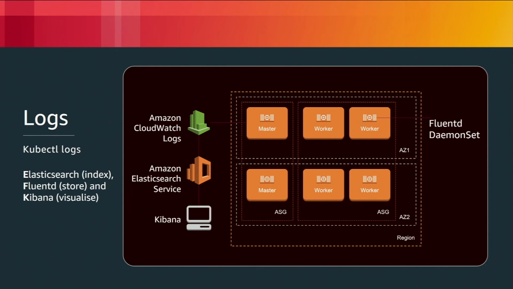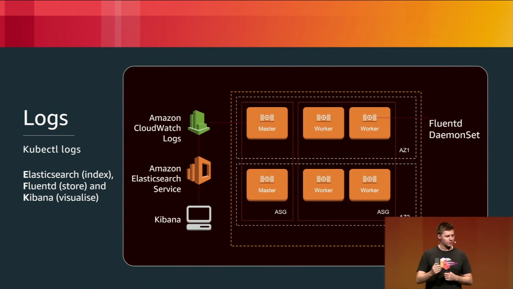We then ship that information over to CloudWatch Logs, which is subscribed to an Elasticsearch service. That information gets fed into an index, and then we're able to visualize that information using Kibana and make some interesting decisions and gain some insights about how our application is performing and behaving on the cluster.